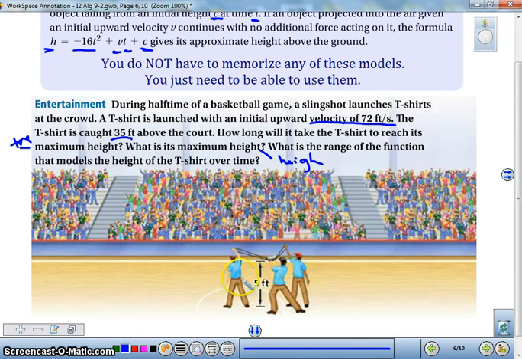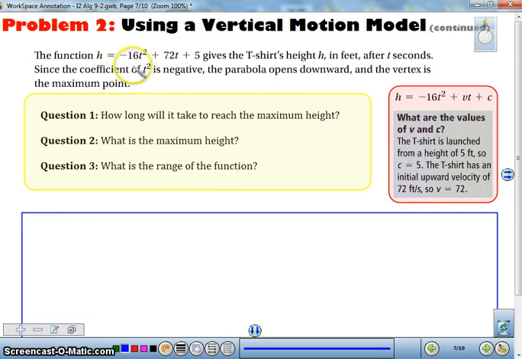So what values? And you notice, you can see they're slingshotting it up from 5 feet. At the top of the next page, we wrote the equation. Negative 16, notice where they put the 72. The 72 was our velocity, and our start height was 5. And we left the t in our equation. So it says, how long will it take it to reach its maximum height? If we're looking at these questions, what is the maximum height and what is the range? First thing we want to do is look at our function.